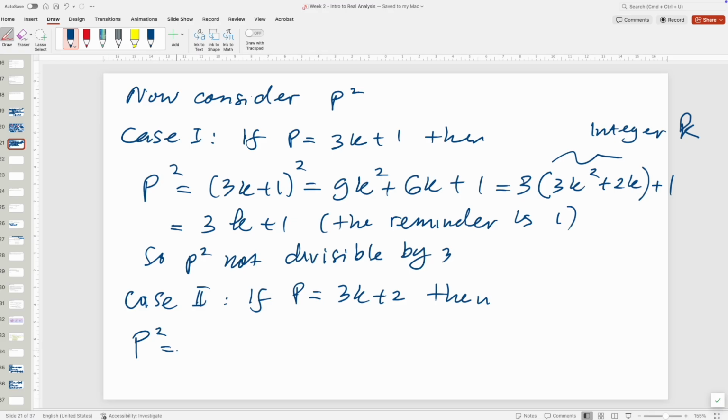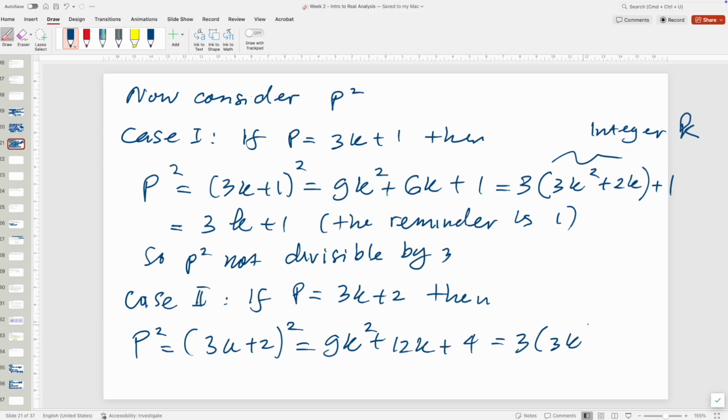P square is what? 3k plus 2 to the power 2. What is that? 9k square plus 12k plus 4. And then simplify this term.